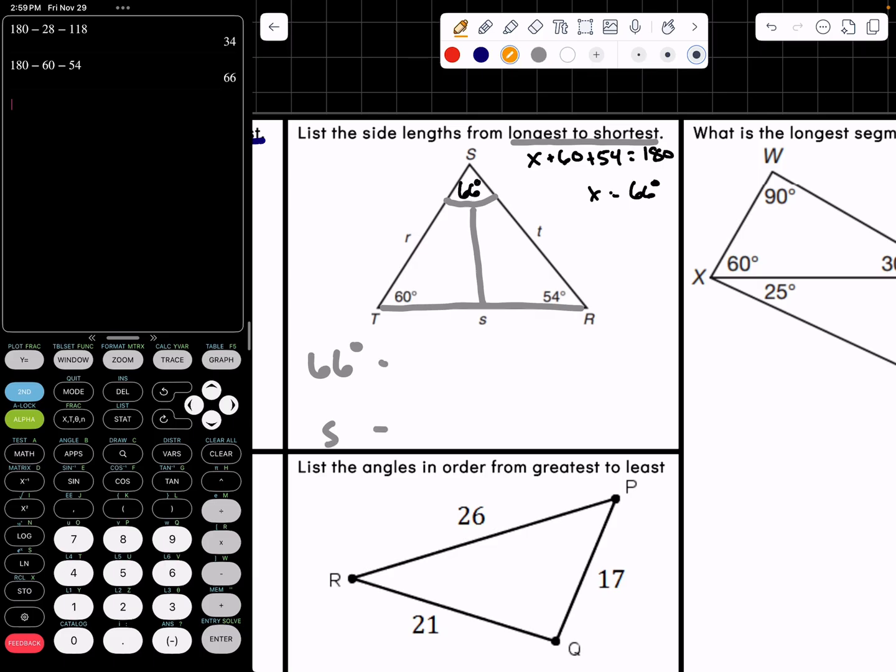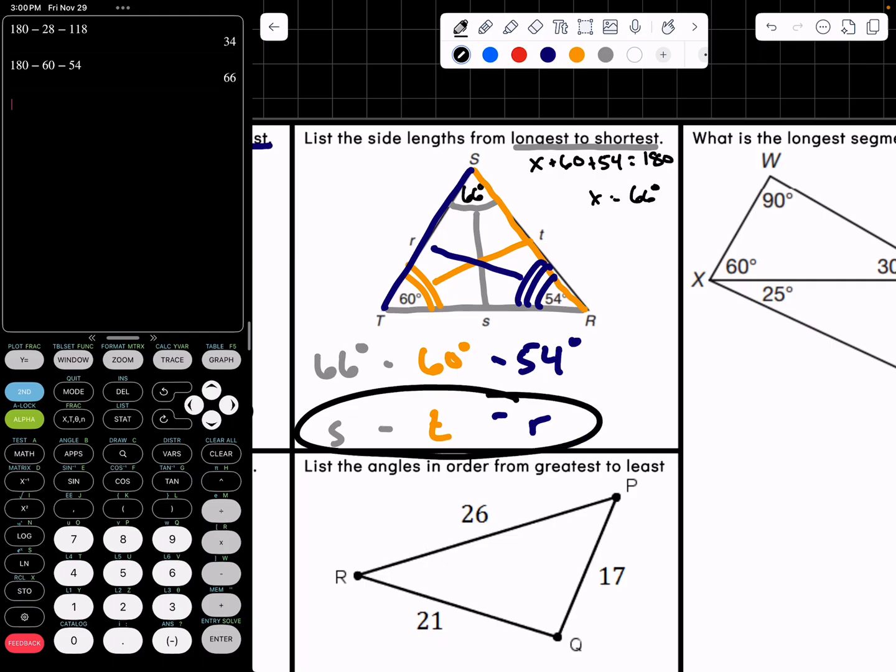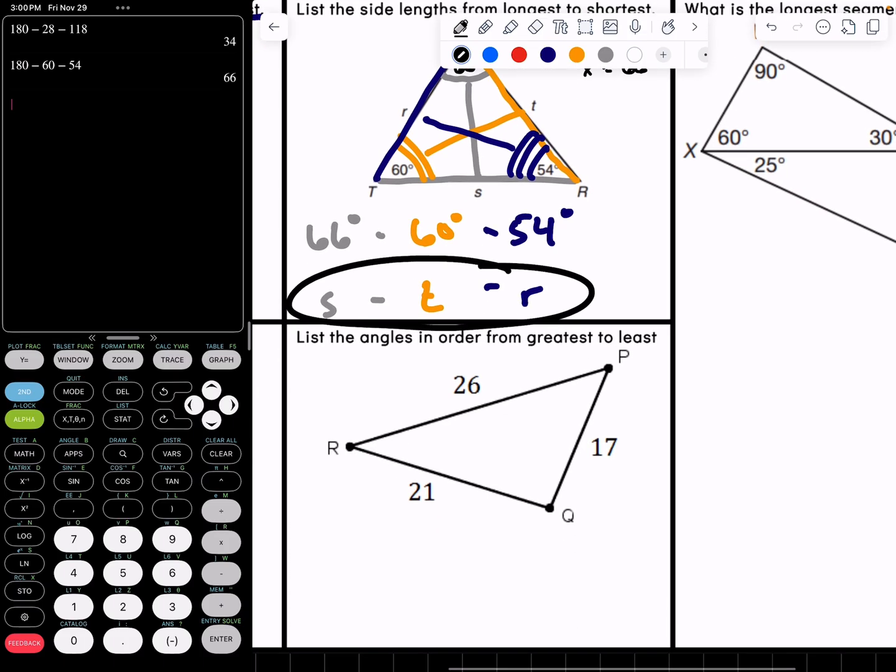My next biggest angle, my middle angle, is 60, which means T is going to be my middle side. And then I have 54 degrees, which goes across from R. So side R is my smallest side. And now doing the same thing, just working backwards. We're going from greatest to least here.